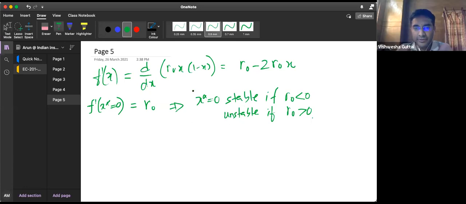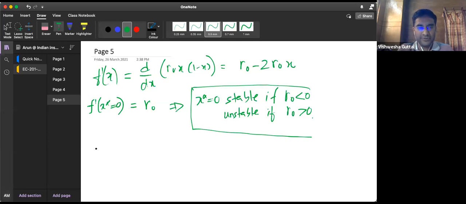So that means that in the logistic model, x star equal to 0 is stable for R0 negative, and it is unstable for R0 positive. Now let's also look at x star equal to 1, which corresponds to n equal to k. What is the value there? It will be R0 minus 2 R0 times 1. I'm basically plugging in x equal to 1 in this equation. I will get minus R0.